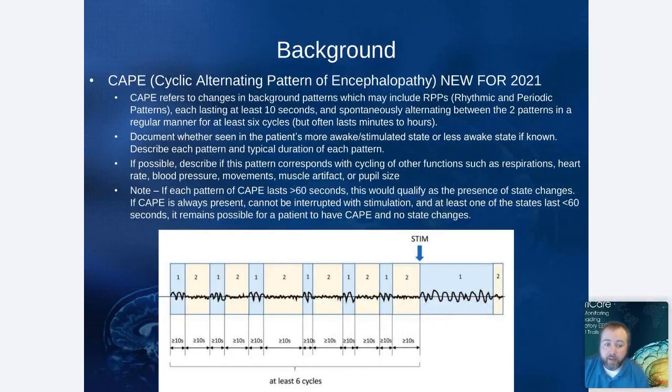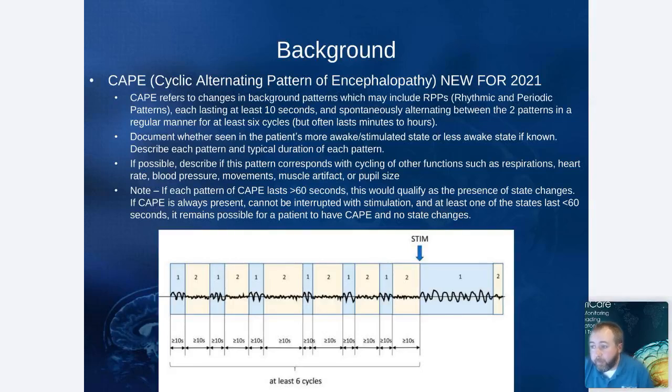All right, now this next slide, this is all brand new for 2021. So I had to learn about it myself. And actually, at first, it seemed a little overwhelming, but when you read into it, it makes you think, yeah, I've seen EEGs like that. I know what it is. So this is CAPE, which is a cyclic alternating pattern of encephalopathy. This whole thing is new for 2021.